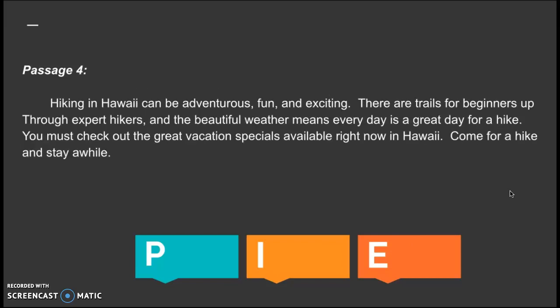We're going to look at passage 4 and do the same thing. Hiking in Hawaii can be adventurous, fun, and exciting. There are trails for beginners up through expert hikers, and the beautiful weather means every day is a great day for a hike. You must check out the great vacation specials available right now in Hawaii. Come for a hike and stay a while. So, is this persuasive, informational, or entertainment writing?